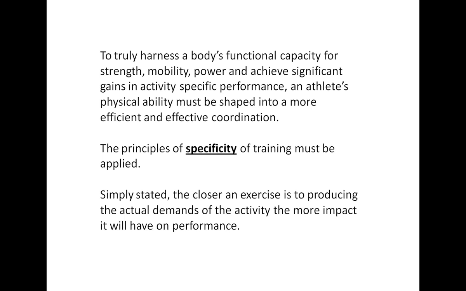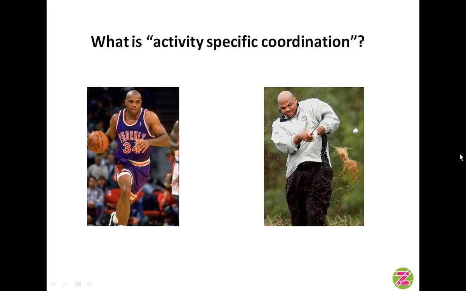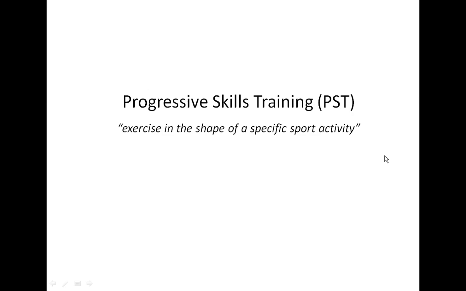So to truly harness the body's functional capacity for strength, mobility, and power, and achieve significant gains in activity-specific performance, that's the coordination. An athlete's physical ability has to be shaped into efficient and effective coordination, and that's what we've been talking about. We have to do something to shape the pattern. Let's go back. We have to do something to train.